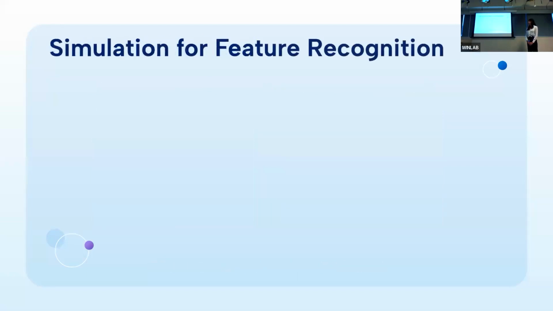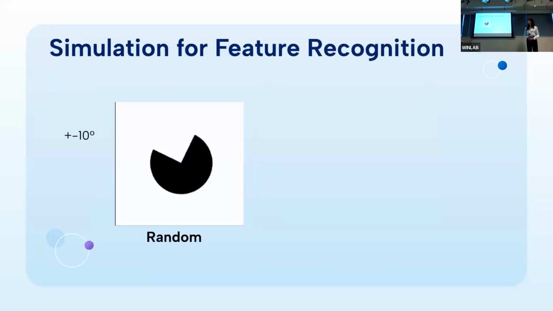Then we moved on to a simulation for feature recognition. The main motive behind this is to test for unexpected behaviors. As you can see, this is a completely random motion. After every frame, the Pac-Man deviates at any angle between -10 to +10 degrees.